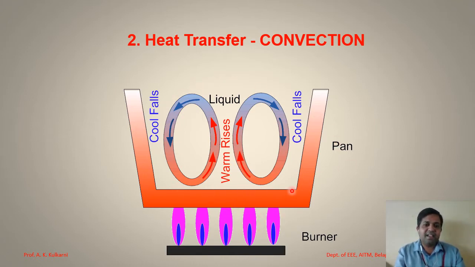As the pan gets heated up, and as the liquid is present inside this pan, ultimately we transfer the heat from this pan to the liquid material. So this form of heat transfer is nothing but convection. Here the heat is transferred from the burner to our pan, and once the pan gets heated up, it transfers its heat to the liquid present inside the pan. This method of heat transfer is convection.